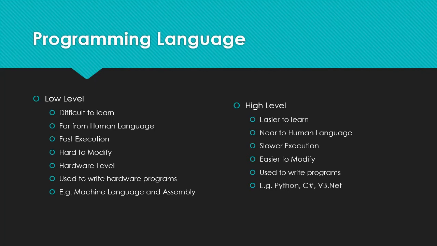Now for high level programming language, this language is easier to learn compared to low level because it is very near to human language. However, it has a slow execution time. But despite that, it is easier to modify your instructions. Whenever you write code in a high level language and you want to modify it later, it will be easier compared to low level language. And high level languages are used to write software applications. So what are examples of high level language? Examples are Python, C Sharp, VB.NET.